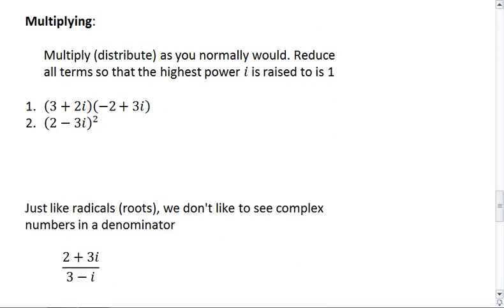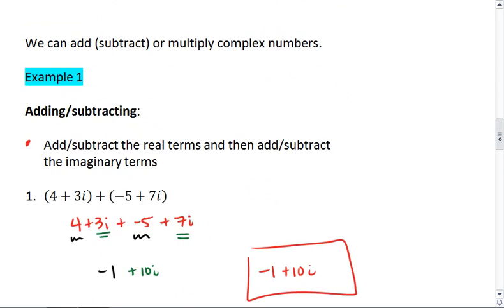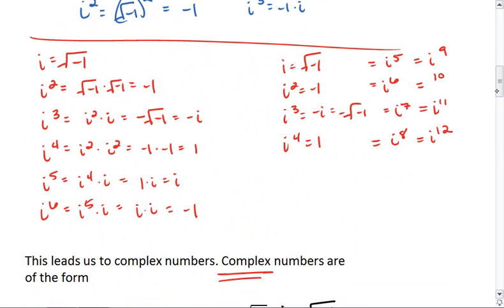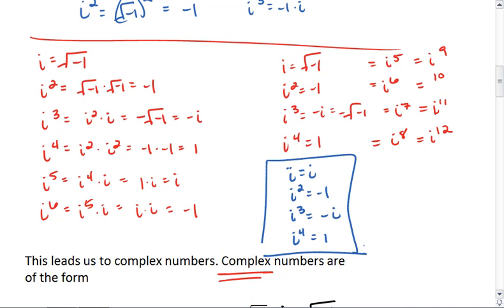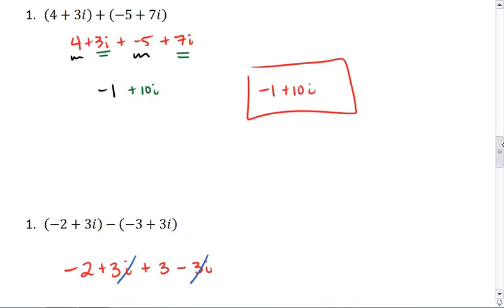We can then multiply complex numbers. When multiplying, we would distribute as you normally would. And we want to reduce all terms so that the highest power i is raised to is 1. And we did notice that pattern up above. Here we go. That i to any power can be written in terms of i. So if you want to save this blue box, write it somewhere and have it handy. But let's go back down here.